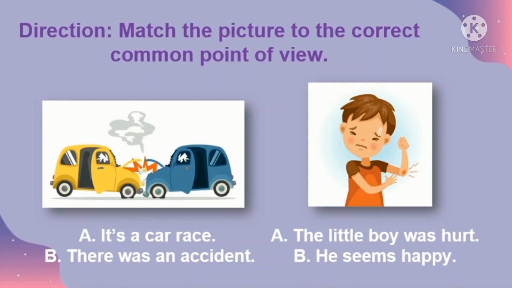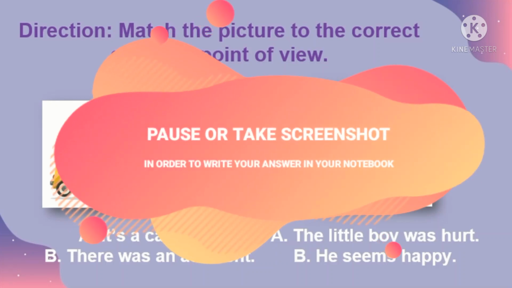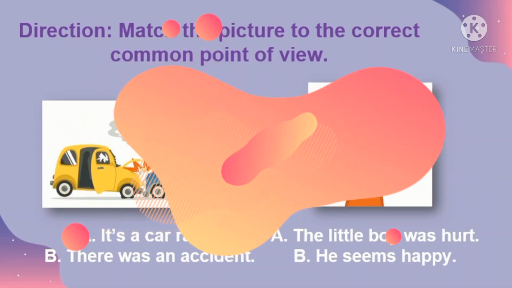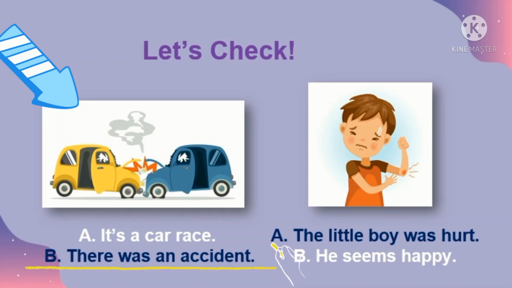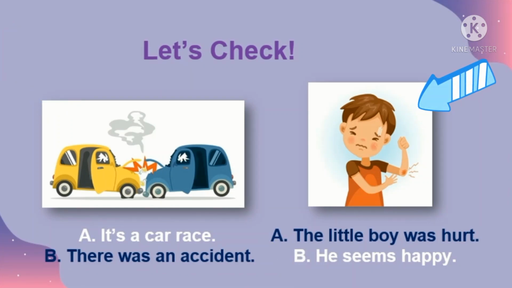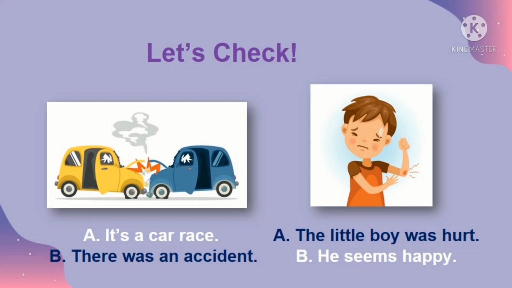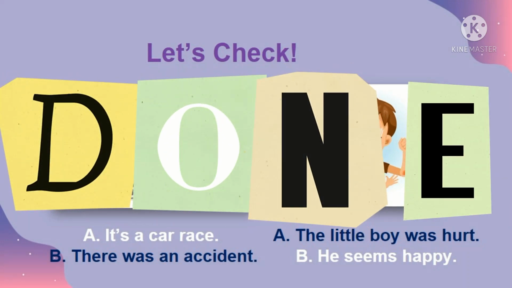Try again to answer the following items. Let's see if you got the correct answer. In the first image, the correct answer is letter B. There was an accident because the two cars bumped into each other and you can see broken mirrors. In this next image, the correct answer is letter A. The little boy was hurt because you can see that he got a wound in his elbow. No more following items. So how many correct answers did you get?